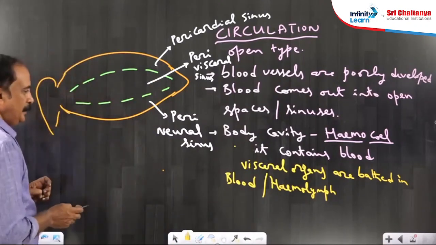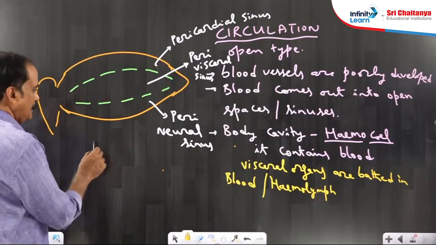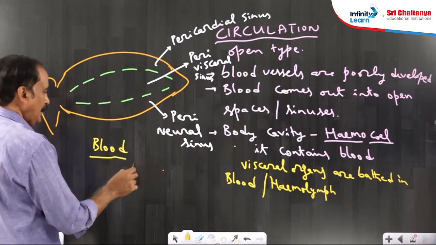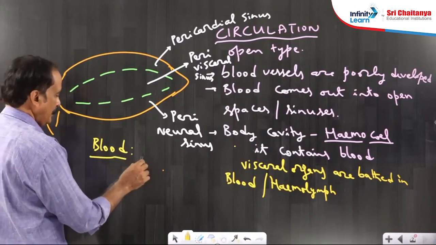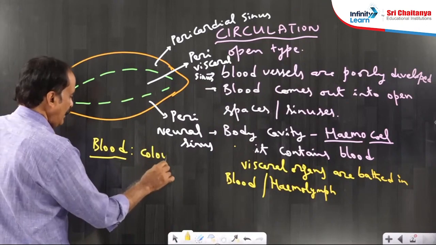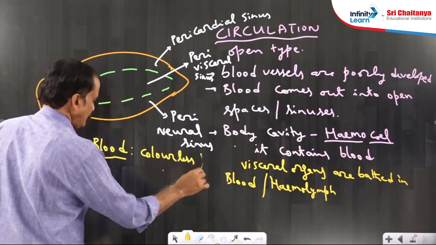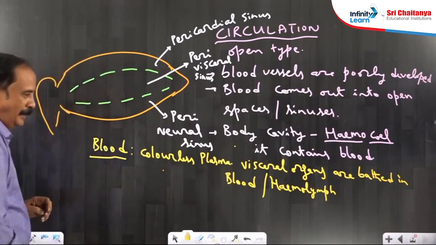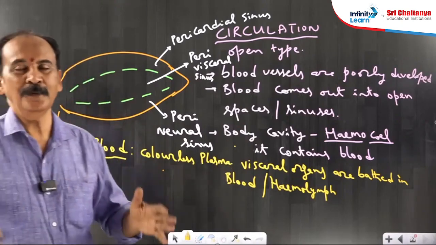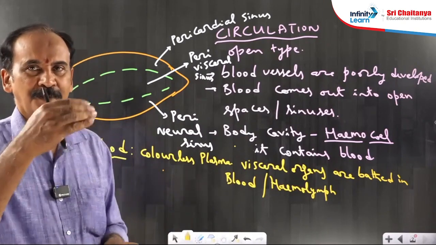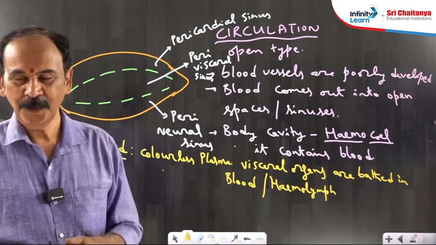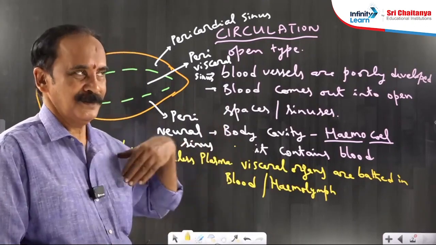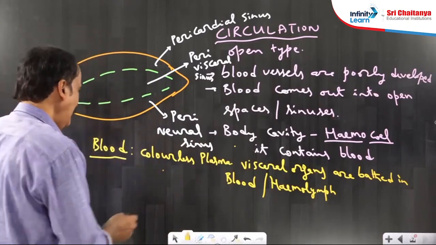Then the details about blood in cockroach. Blood in cockroach, as I said, is called hemolymph because it has colorless plasma. We call the blood hemolymph because it doesn't have any respiratory pigment. It is just like water, colorless. Okay, blood in cockroach is not white. It's not white in color, it is colorless. Right?